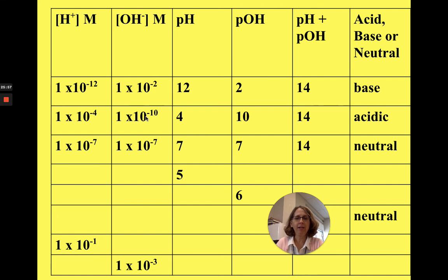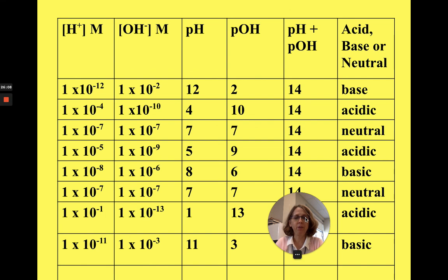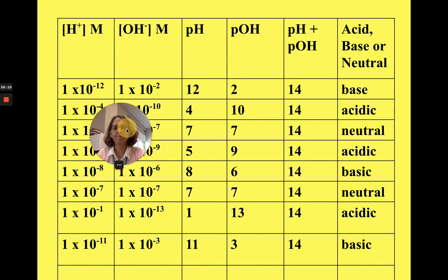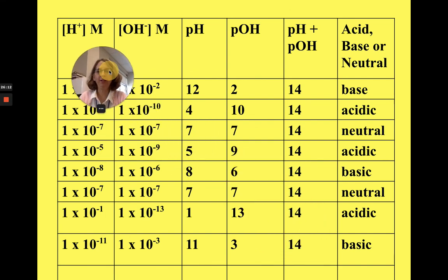That's what defines it. Now you might want to pause the video and see if you can fill in the blanks here for the rest of these using the information that you know. You may want to pause the video, but I'm going to show you the key right now. Okay, so here is the key. And you can see in each and every circumstance, the pH plus the pOH equals 14.